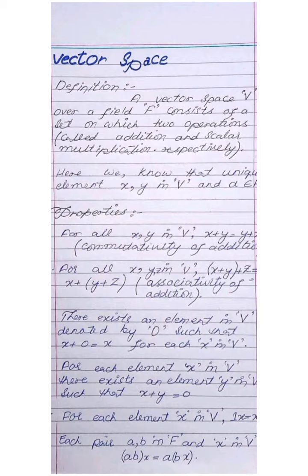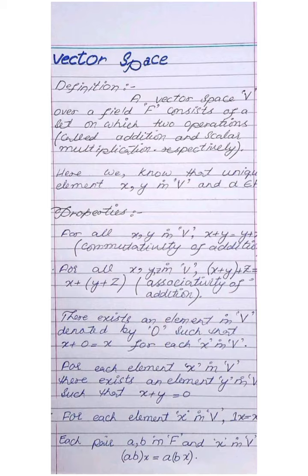So let's start. First of all, what is a vector space? A vector space V over a field F, or a linear space, consists of a set on which two operations, addition and multiplication, are defined. Then it is called a vector space. For unique elements x, y in V and alpha belonging to F, which is an element of the field, in order to prove a vector space, it must hold the 8 properties of a vector space.